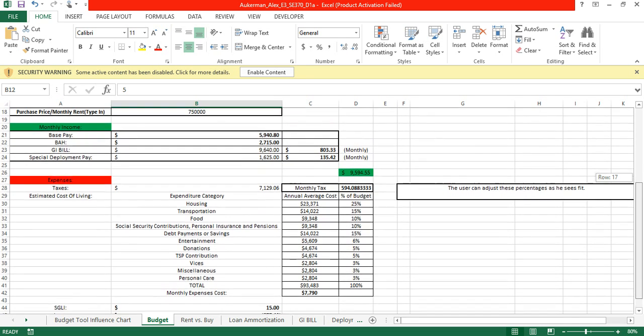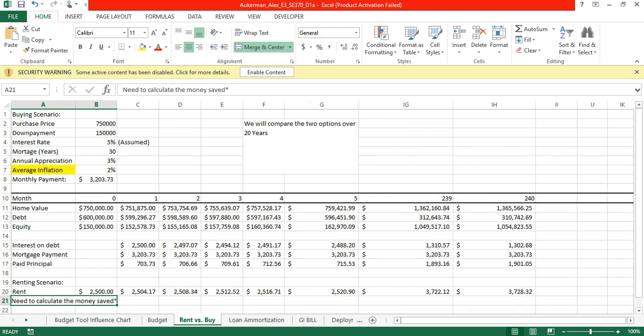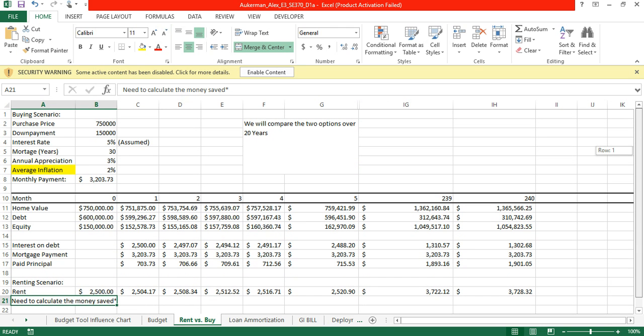So here you can see the income, their monthly income, and their monthly expenses with the TSP, housing, transportation, etc. And then this loan we made up for them, and their SGLI monthly coverage. So this is a comparison for renting versus buying debate. So there's a lot of info here for the buying scenario: purchase price, down payment.